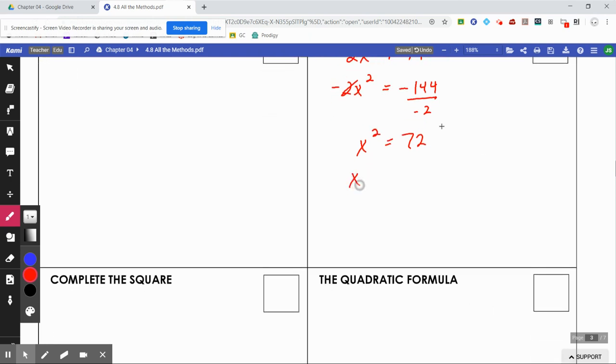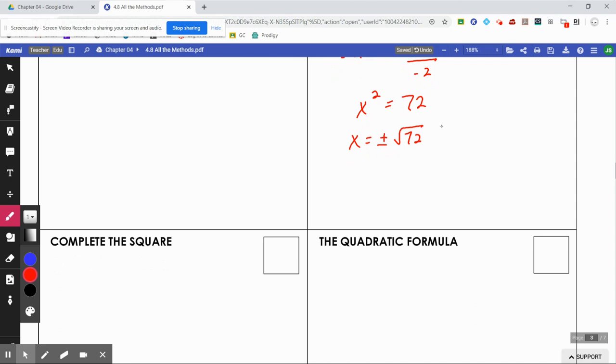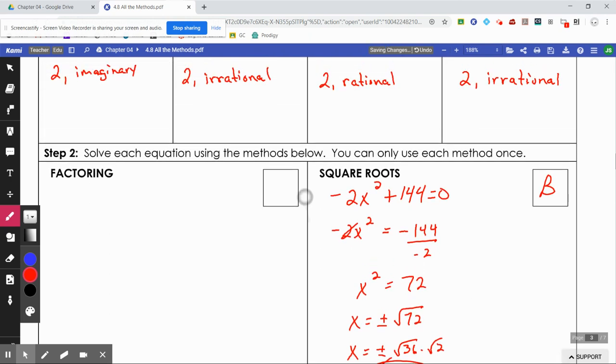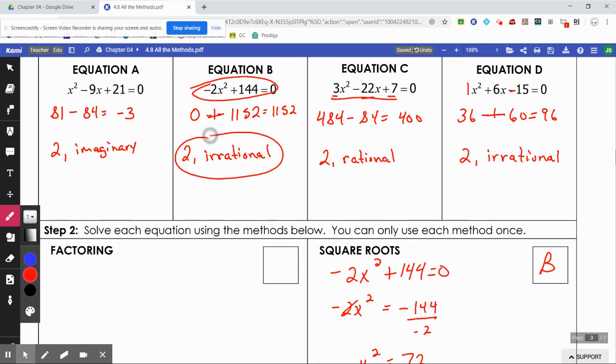To get rid of a square, we do plus and minus the square root. And I am going to split that, so that'll be x equals plus and minus the square root of 36 times the square root of 2, which will be plus or minus 6 root 2. So therefore, there's your two solutions. And you can see, as we predicted with the discriminant for equation B, those two solutions are both irrational.